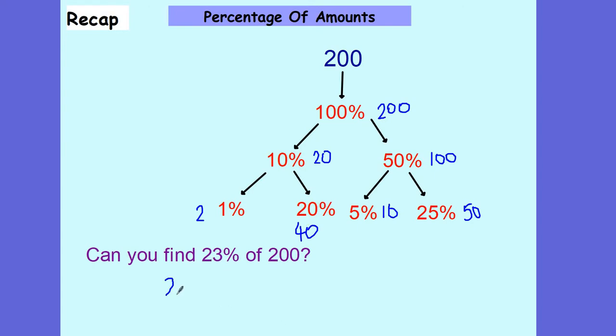I've got 20% plus 3% will give me 23%. We know that 20% is 40. And 3% is just 3 times 1%, which gives me 6. So 23% of 200 gives me 46.